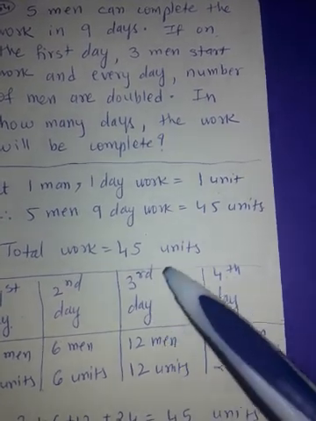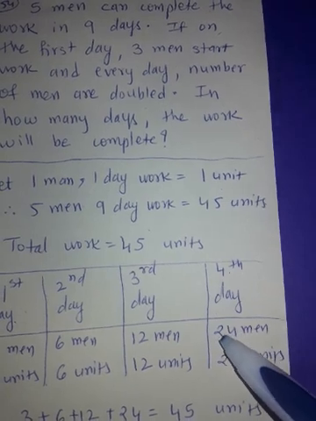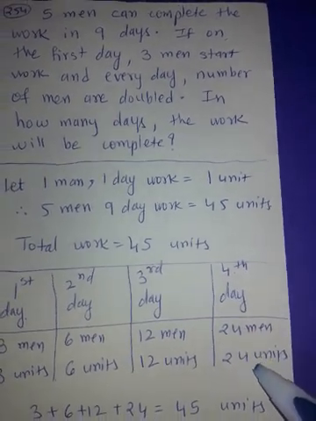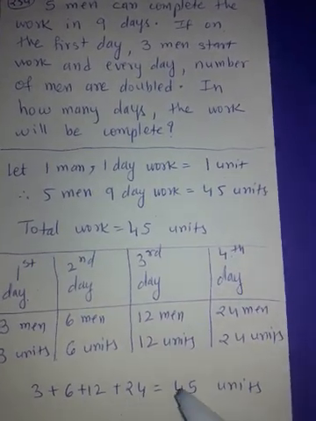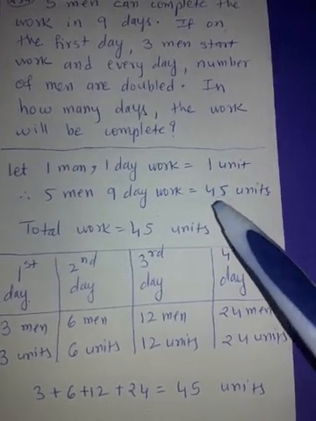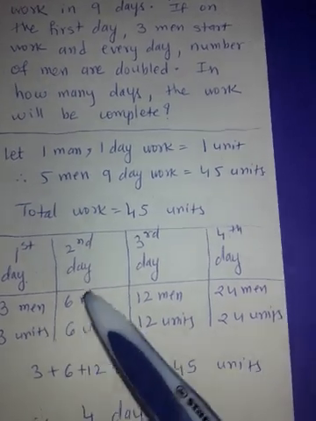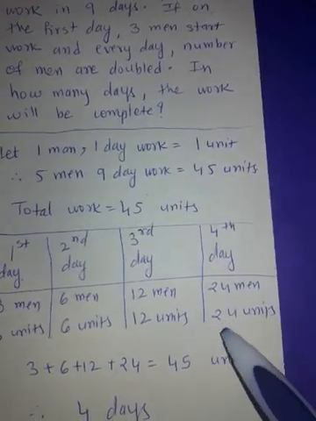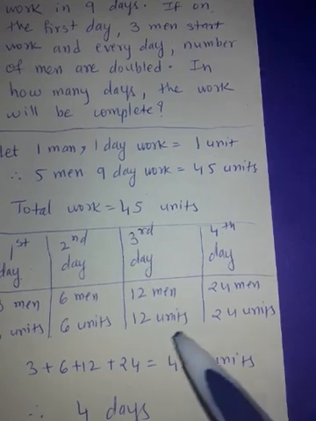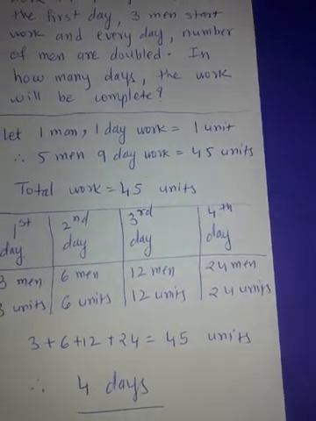The fourth day will be double of the third day. So double of 12 is 24. These 24 men will finish 24 units. If you add, you get 45 units. So 45 units of work is there, which we have already found out. And on the fourth day, these many units will be finished. So the total time required is 4 days.